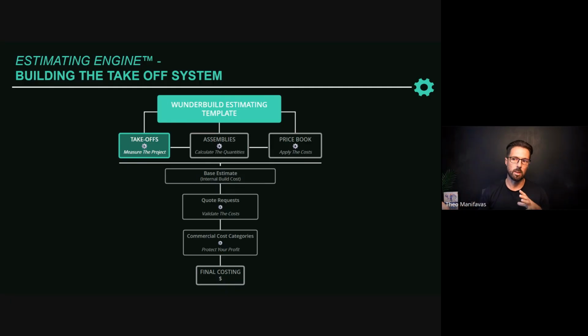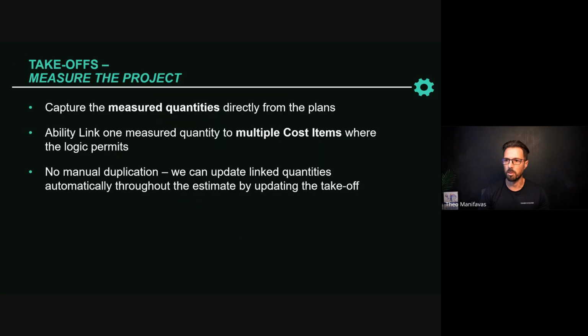So that's the final part of the estimating template, which we'll run through, and we'll see how it all comes out. So again, a bit of 101. So takeoffs are obviously about measuring the project, and they're there to capture measured quantities directly from the plans. You've got the ability in Wunderbuild to link one measured quantity across multiple cost items where the logic permits. And we'll get into that shortly as well, in terms of that logic and how to think about that.